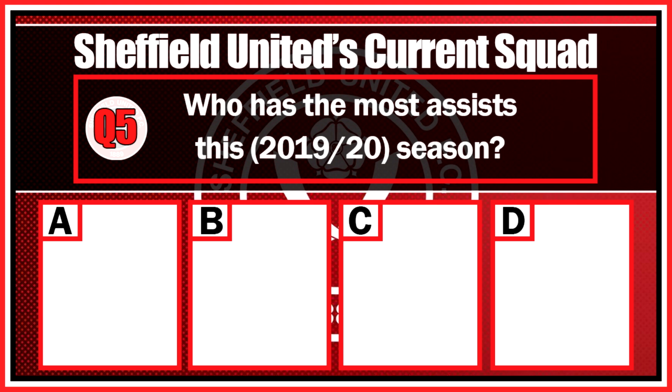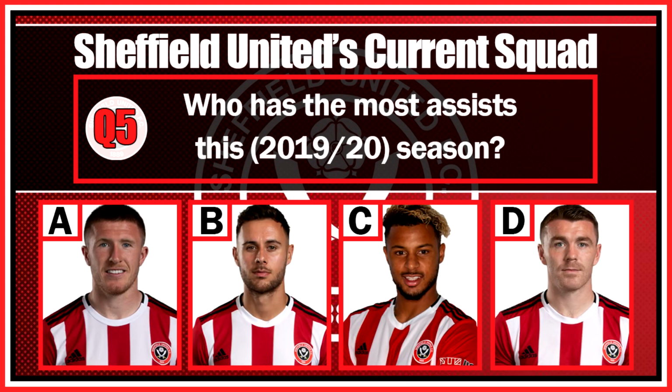Question number 5. Who has the most assists this season? Is it A, John Lundstram? Is it B, George Baldock? Is it C, Lys Mousset? Or is it D, John Fleck?